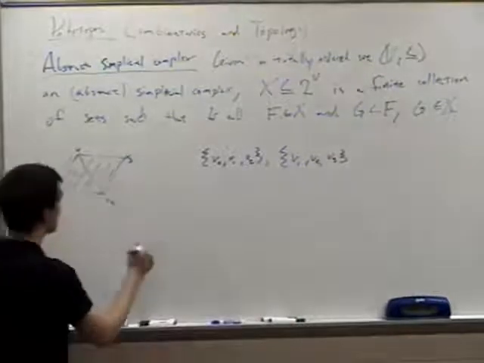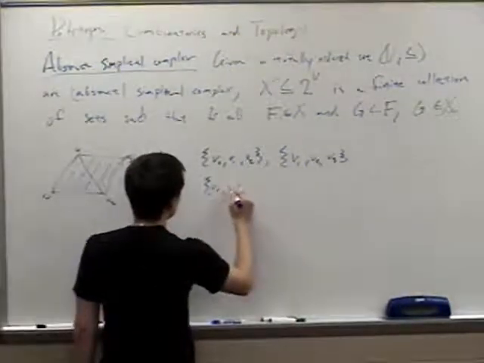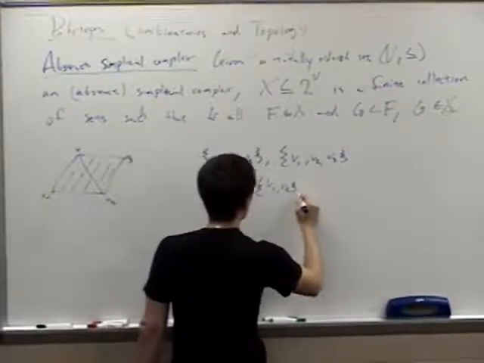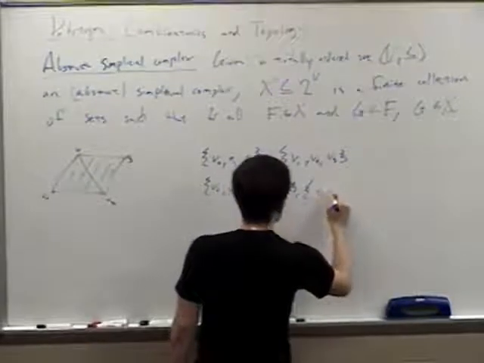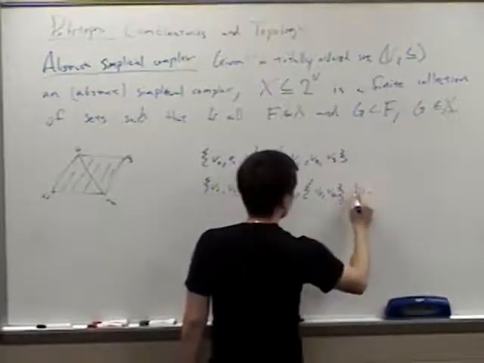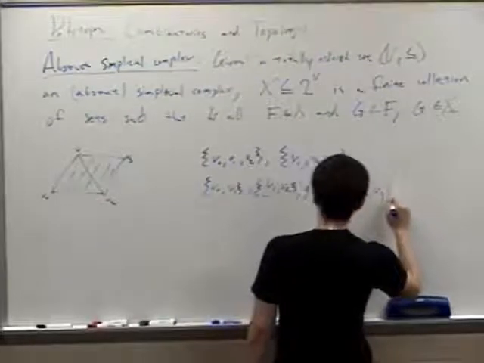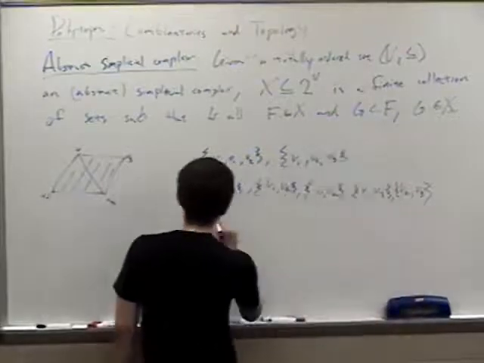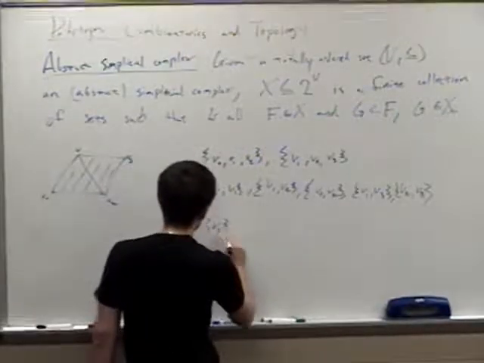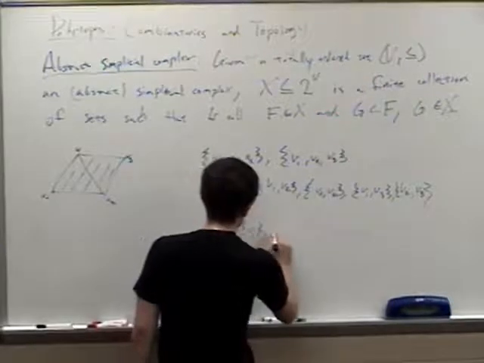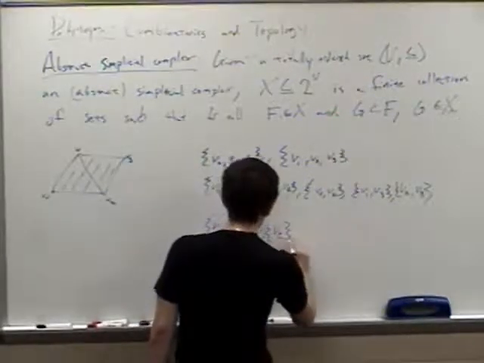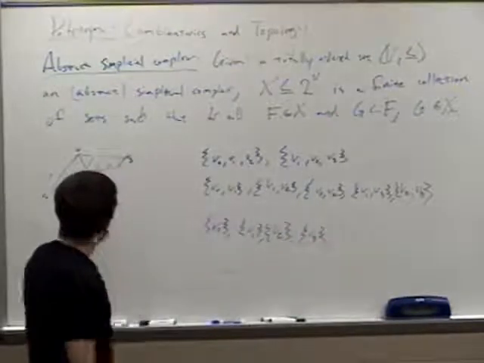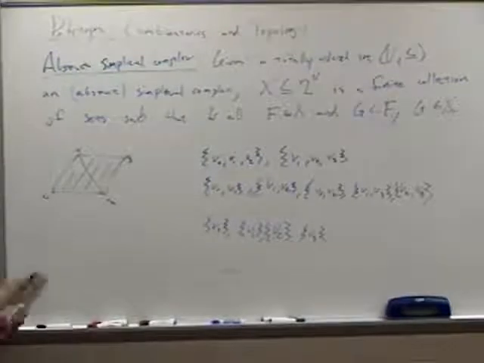And then we have all the edges, which have to be contained in here. So we have V0, V1, V1, V2, V0, V2, V1, V3, V2, V3. And then we have the vertices itself, so we have V0, V1, and then we have the empty set. All right, so that's the basic idea here.